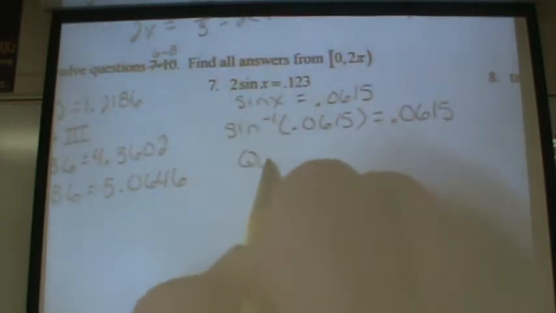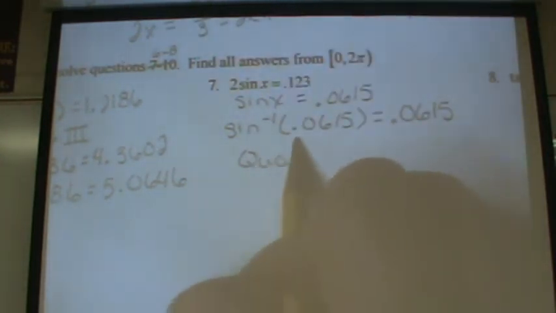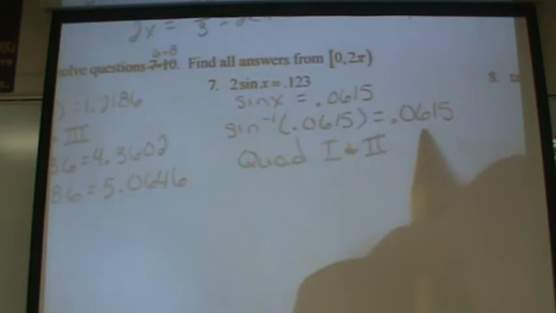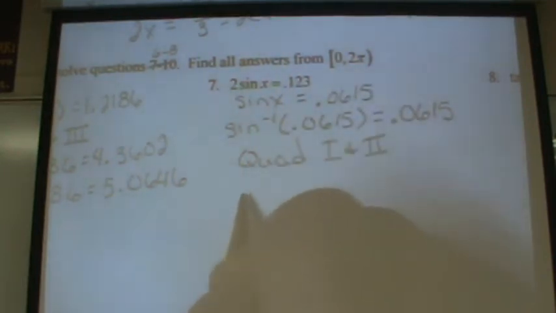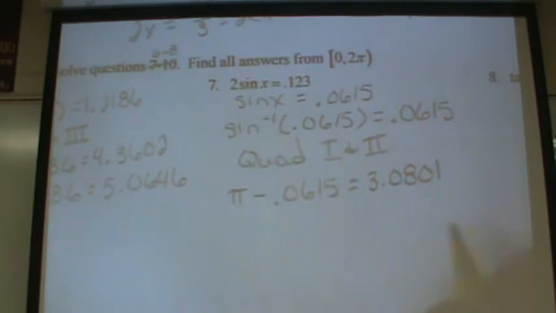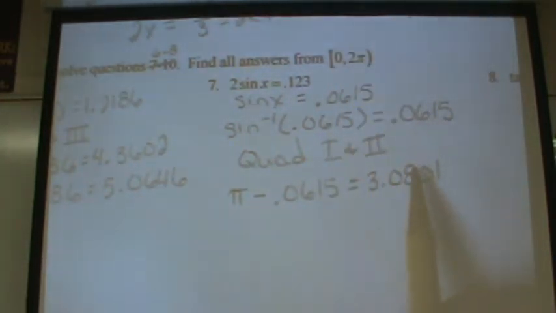And we're in quadrants 1 and 2, where sine is positive. So we already found quadrant 1 is that 0.0615. So to find quadrant 2, we're going to take pi minus that 0.0615, and we're going to get 3.0801. And again, we're just going 0 to 2 pi, so you just have those two answers.